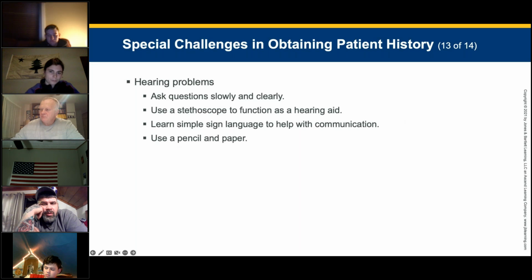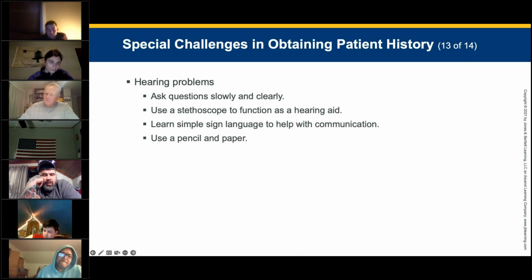Even more importantly with these, don't yell at them. Don't immediately start yelling just because the patient's older. Adjust your tone as needed for them to understand you.